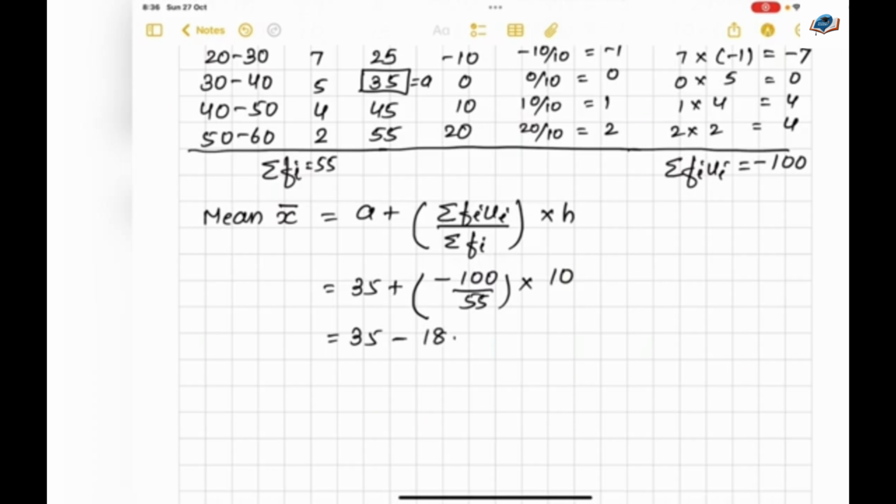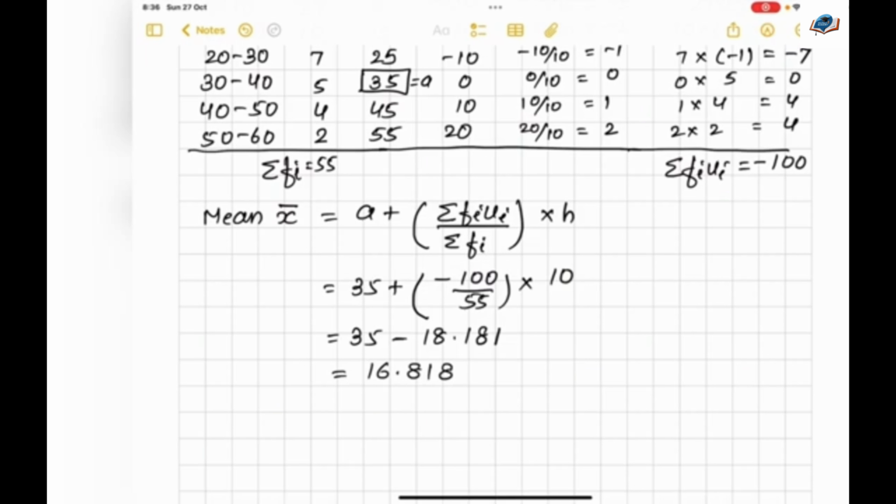So that will come as 18.181. So again if I subtract that from 35, 35 minus 18.181, I will get 16.818. So by all the three ways, I will get the same answer.